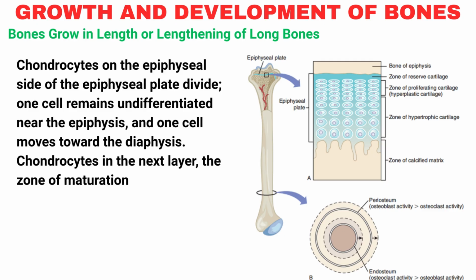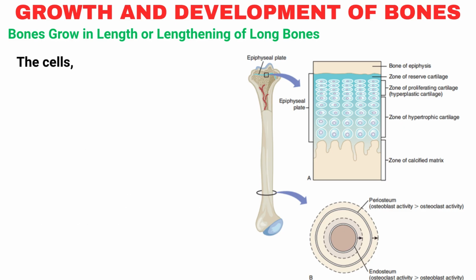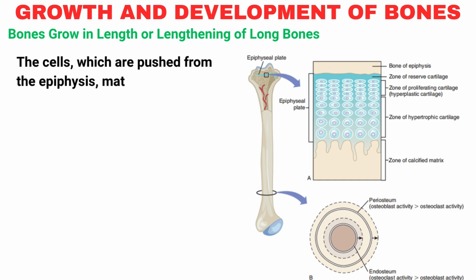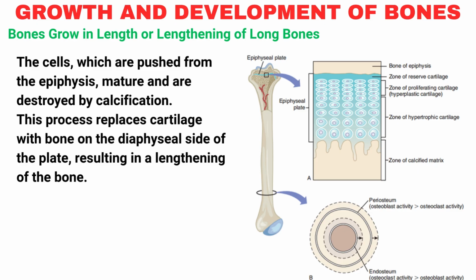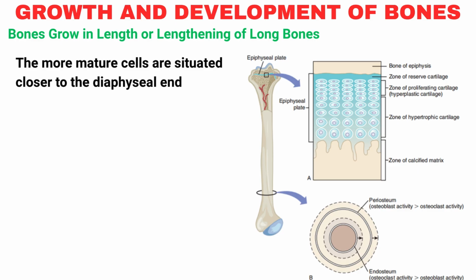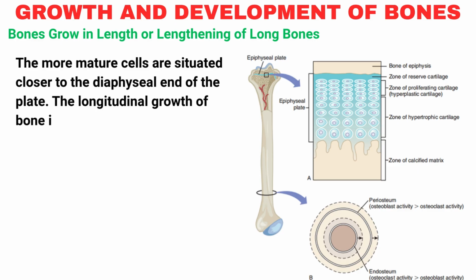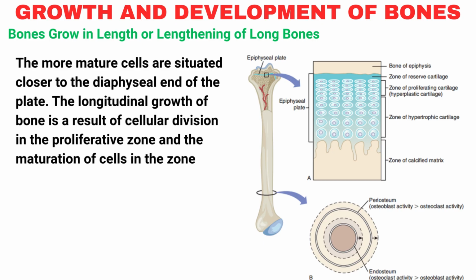Chondrocytes in the next layer, the zone of maturation and hypertrophy, are older and larger than those in the proliferative zone. The cells which are pushed from the epiphysis mature and are destroyed by calcification. This process replaces cartilage with bone on the diaphyseal side of the plate, resulting in lengthening of the bone. The more mature cells are situated closer to the diaphyseal end of the plate. The longitudinal growth of a bone is a result of cellular division in the proliferative zone and the maturation of cells in the zone of maturation and hypertrophy.